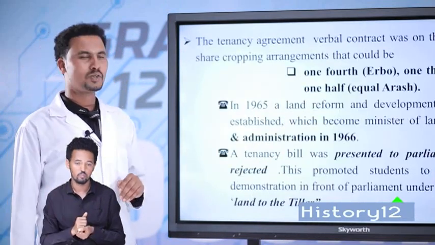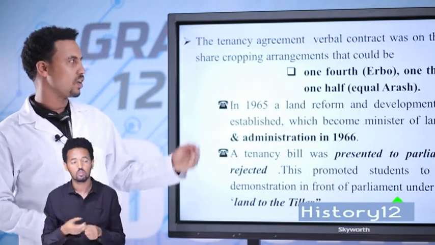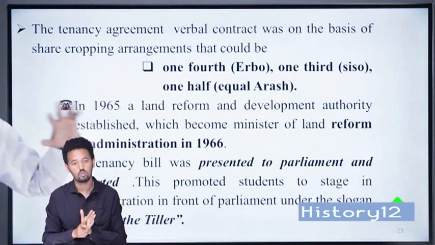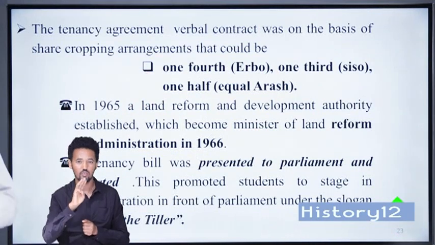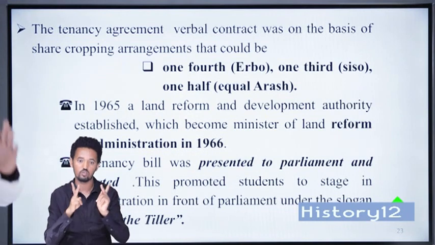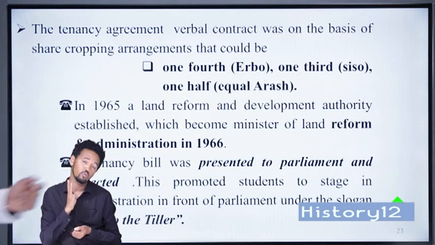The tenancy agreement during the time was a verbal agreement. The verbal agreement includes the following. For example, 1/4 Irbo, 1/3 Siso, 1/2 Ekularash. It includes Irbo, Siso, and Ekularash. It was implemented during the time.